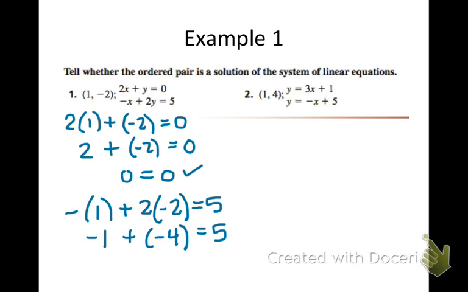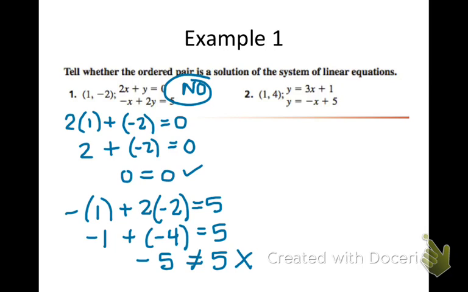then I'm actually doing the math on the left. Negative 1 plus a negative 4 is a negative 5, and that does not equal 5. So for the first one, the answer is no. The ordered pair is not a solution.